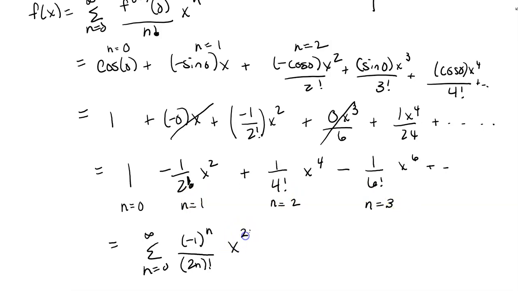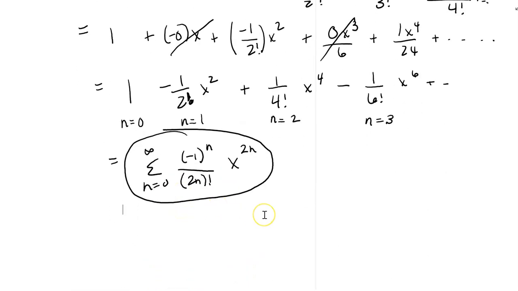And then we'll do x to the 2n power. So if n equals 1, we'd have x squared. If n equals 2, we'd have x to the 4th. If n equals 3, we'd have x to the 6th. So this is going to be my power series. Now the only thing that's left is to determine the interval of convergence.